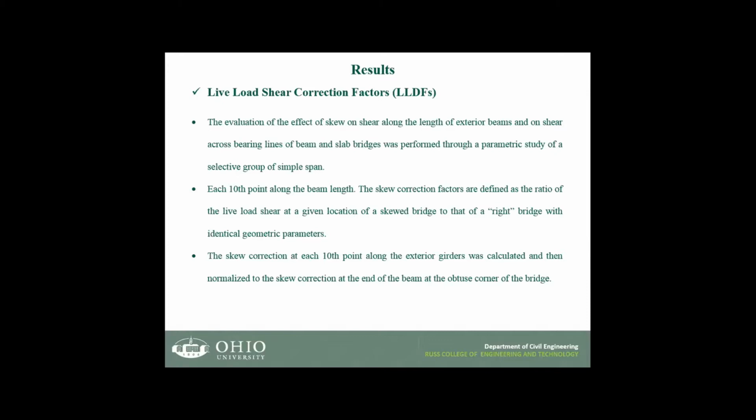For example, say this one is 20. So we divided 25 by 20, and we got the correction factor for the shear. And then along the beam, we normalized all the shear values with the one at the obtuse corner.